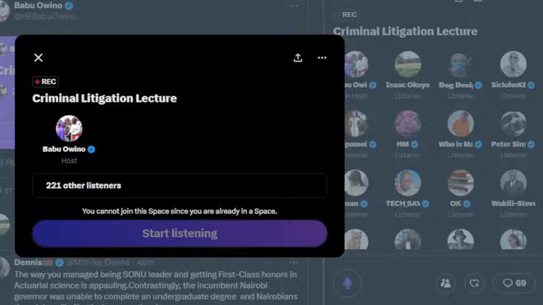Next one. Documents used in extradition. Now we have two types of documents. We have a country, you call it a requesting country.